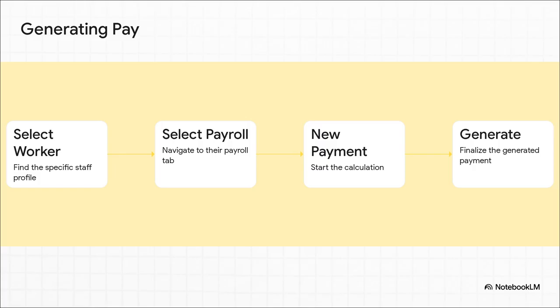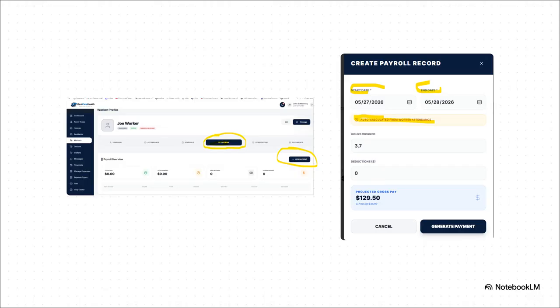Let me explain how that actually works. This is such a massive time saver. You just enter the start and end dates for the pay period, and the system automatically calculates the hours worked directly from that worker's attendance time clock. It multiplies the hours by their hourly rate and projects the gross pay instantly. No more manual math, and absolutely no more chasing down paper timesheets at the end of the week.